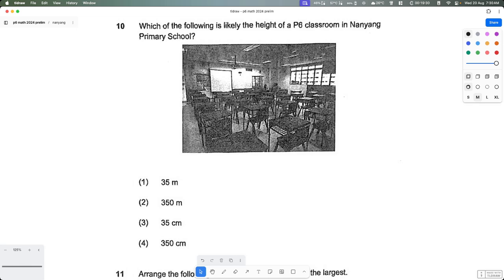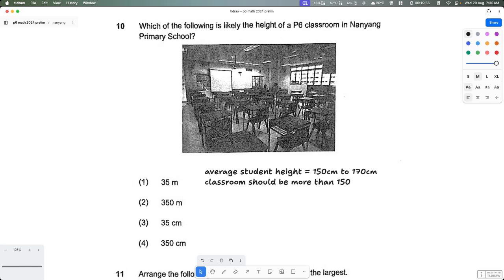So, for example, an average student height is roughly around 150 centimeters to 170, right? Okay, maybe shorter, right? So in this case, the classroom should be more than 150 centimeters. Okay, so definitely 350, but maybe twice, 2 times the height.